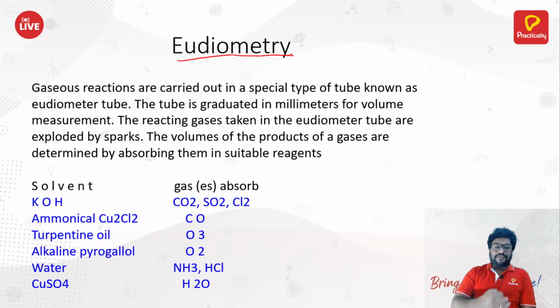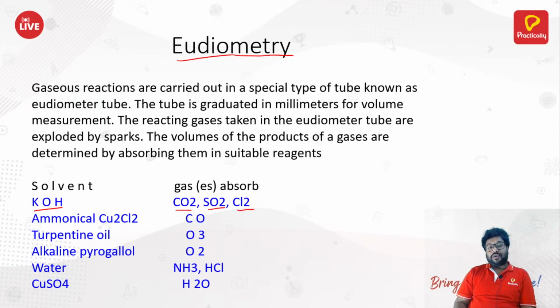Okay, there are different gases absorbed by different solvents. If you have CO2, SO2, Cl2, these gases are absorbed in KOH. Why? Because if you dissolve CO2 gas in water, it will give you H2CO3. SO2 will give you H2SO3. Cl2 will also give you another acid. So you need to make sure that the solvent does not react with the gas, because if it reacts, you will never be able to find out how much gas was dissolved. That is why CO2, SO2, Cl2 are dissolved in KOH.